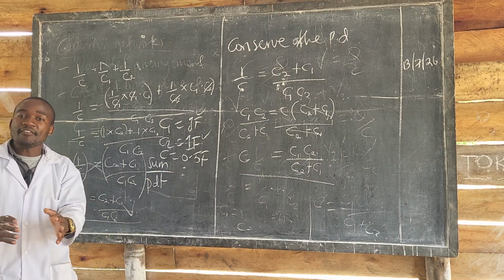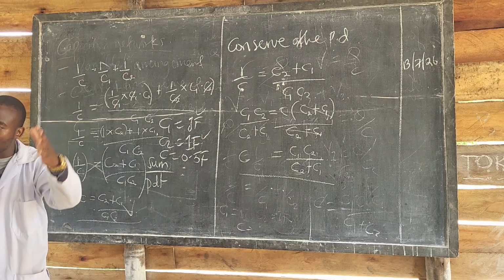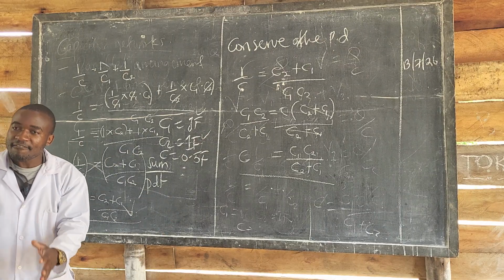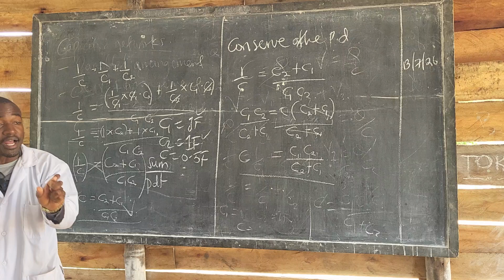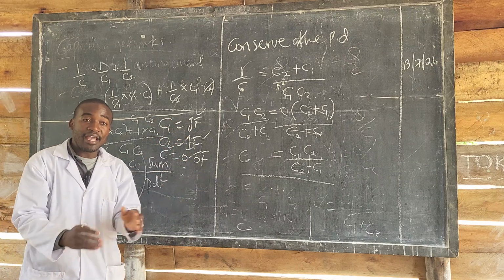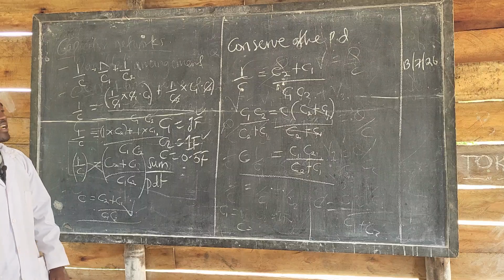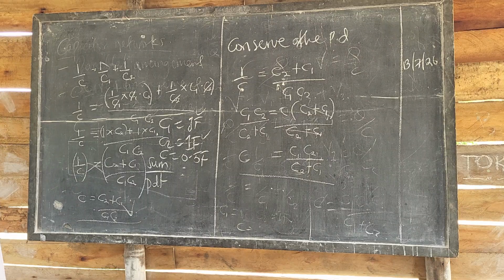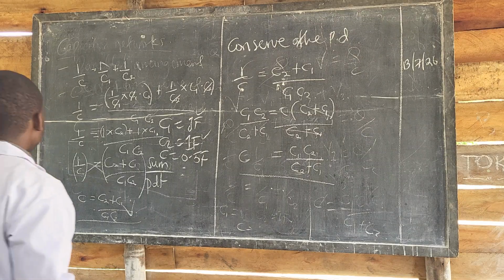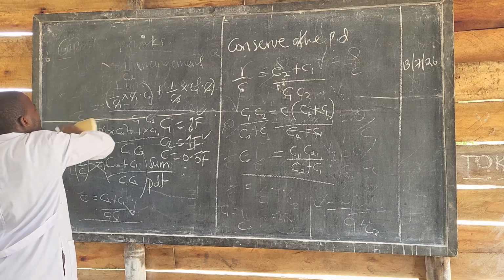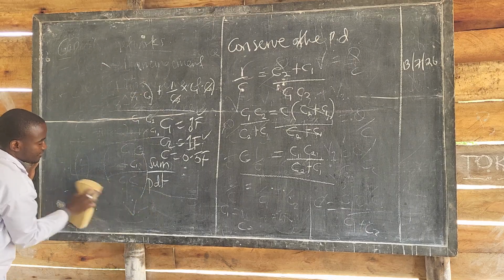So which means that if I have a number of them and I want to use all of them, but I want to get an effective capacitance which is smaller than any of them, I arrange them in a series manner or arrangement. Now let us look at the parallel arrangement.